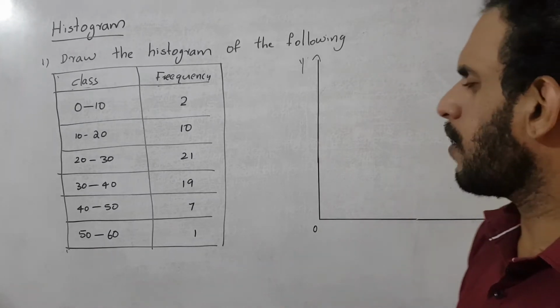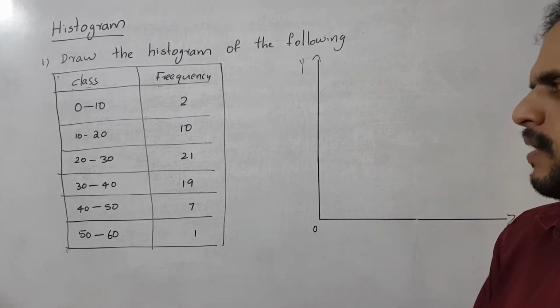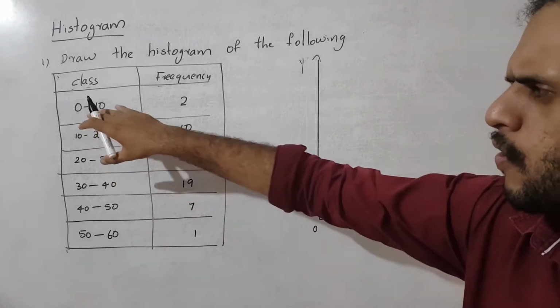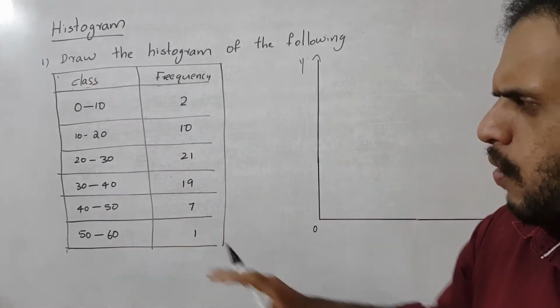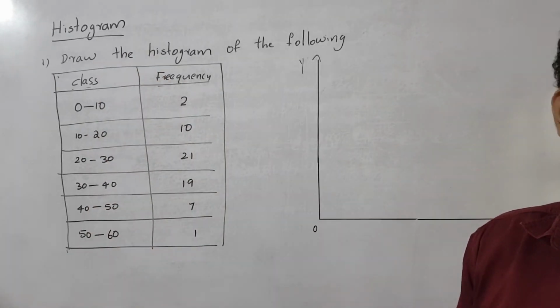So we mark first y, x and o. Okay, the value of o is 0. Then first we need to mark classes on the x-axis. There is no change. What classes are given, we mark the same.